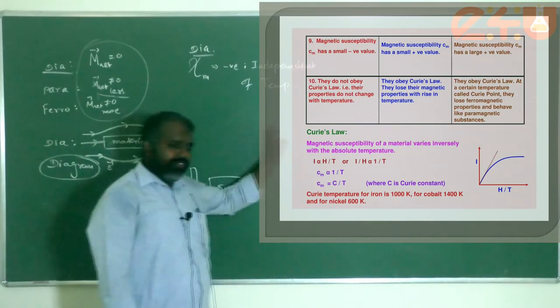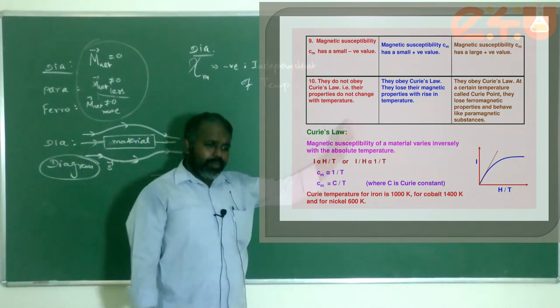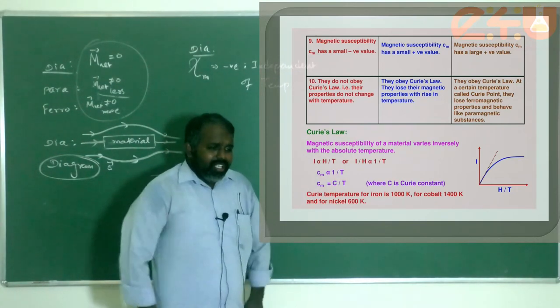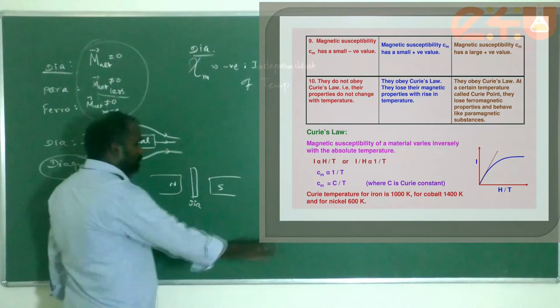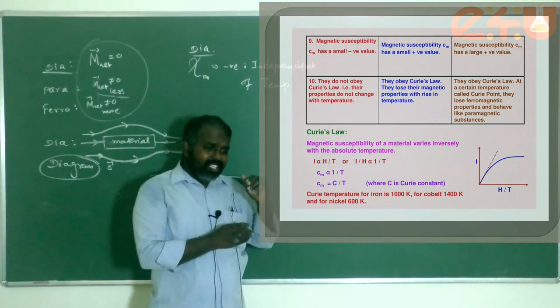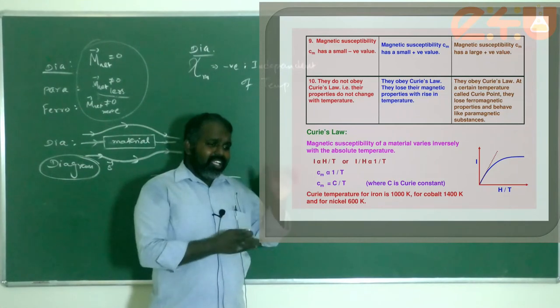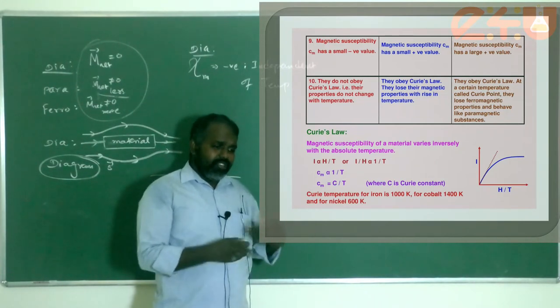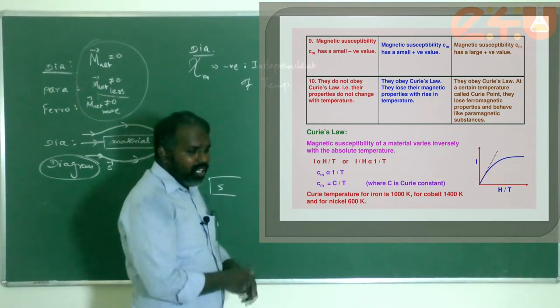But in the case of para and ferromagnetic materials, the chi value depends on temperature. So the relation between the temperature and the magnetic susceptibility of the specimen in para and ferro materials is given by a law, which is known as Curie's law.